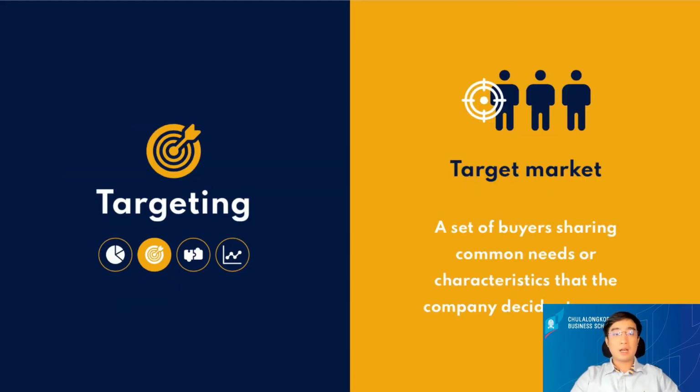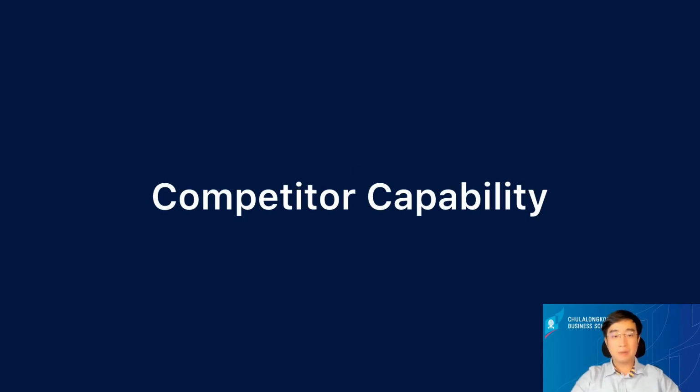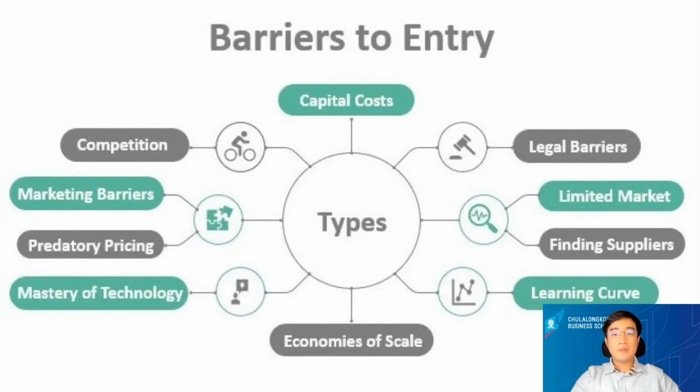Then we do targeting, where we try to get the idea of which segment we should target among the different segments that we have identified in the previous step. We have to focus on 2 main questions. Number 1 is our company's and team's capability to target that particular segment. Also, we have to analyze our competitors' capability too. This is the term called barrier to entry. If it's so easy for us to target that particular segment and so hard for our competitors to do so, then go for it.